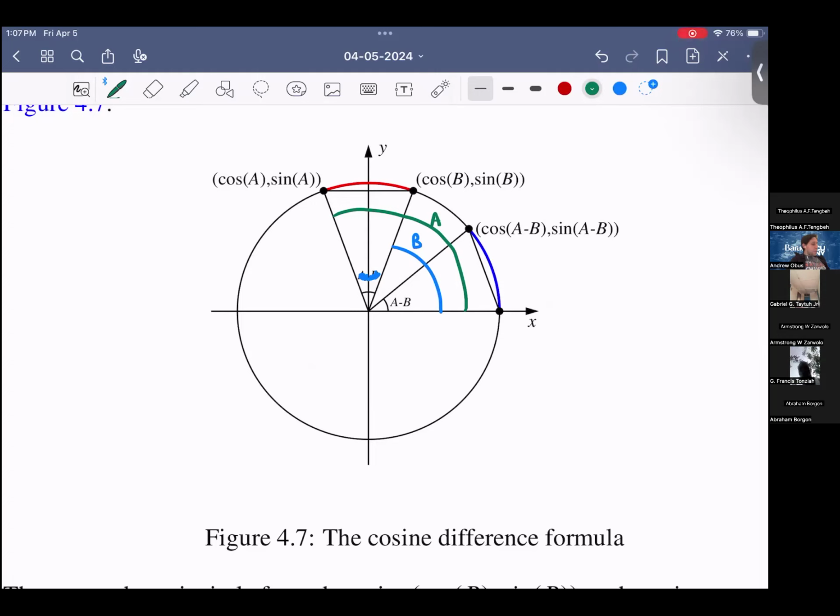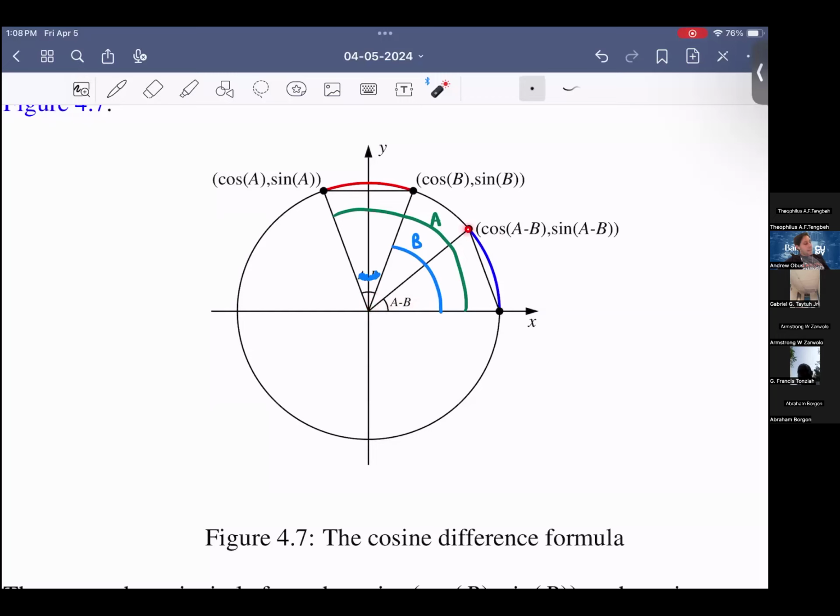And so the idea is, what happens? If I draw this ray over here at an angle of A minus B, then by definition, where does it hit the unit circle? Well, the x-coordinate is cosine of A minus B, and the y-coordinate is sine of A minus B. So now let's imagine I take this triangle and I rotate it counterclockwise an angle of B.